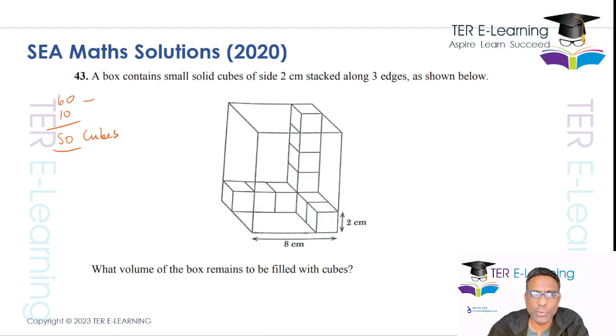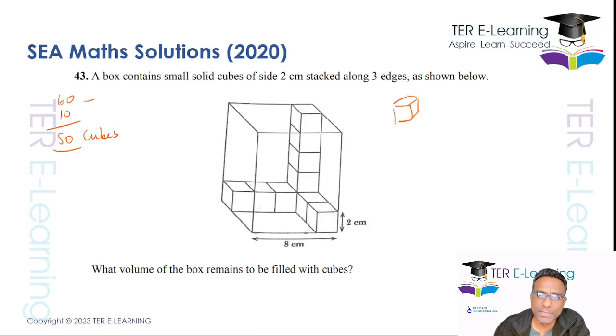I need 50 cubes to fill the box. So actually I can use what I've been using there. 1 cube has an edge of 2 cm. So the volume of one of those small cubes will be 2 by 2 by 2. That's 2 2s are 4, 2 4s are 8, so that's 8 cm cube.